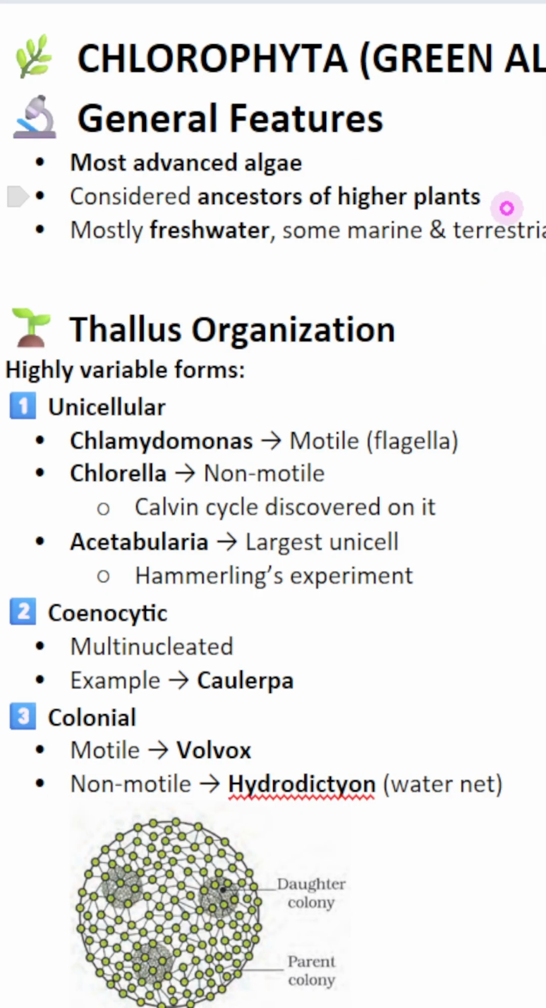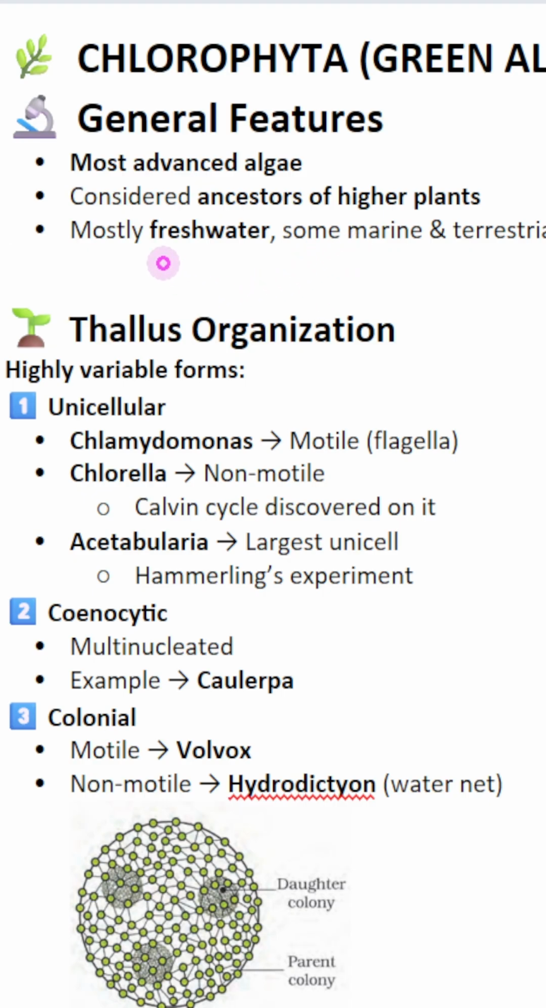Okay, let's start. That is Chlorophyta, the green algae. This is a brief description of green algae that will help with last-minute revision. Green algae is normally called Chlorophyta. It is regarded as the most advanced algae and is considered the ancestor of the higher plants. Normally green algae give rise to the higher plants.